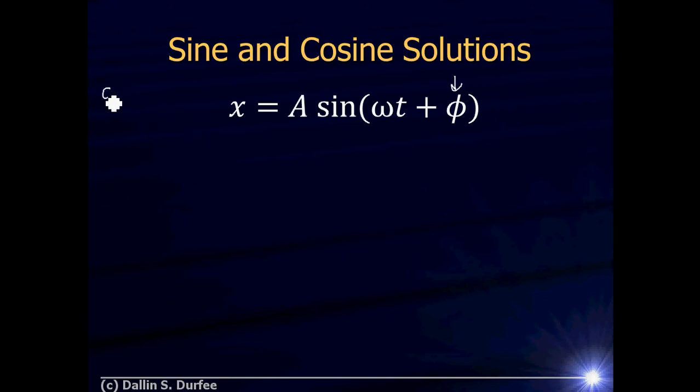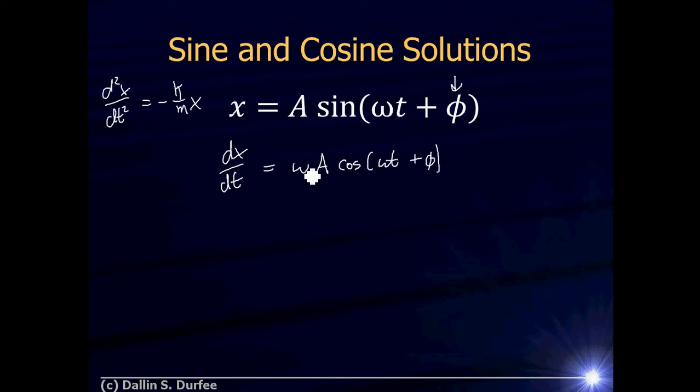So my equation was, again, the second derivative of x with respect to time is equal to minus k over m times x. So I need the second derivative of this. I take the first derivative of x with respect to time, and I get a, sine becomes cosine, but then I take the derivative of what's inside, and that brings out an omega. If I take the second derivative of x with respect to time, my cosine becomes minus sine. I still have my amplitude, I still have my omega, but if I take the derivative of what's inside, that brings out another omega, and I get that.